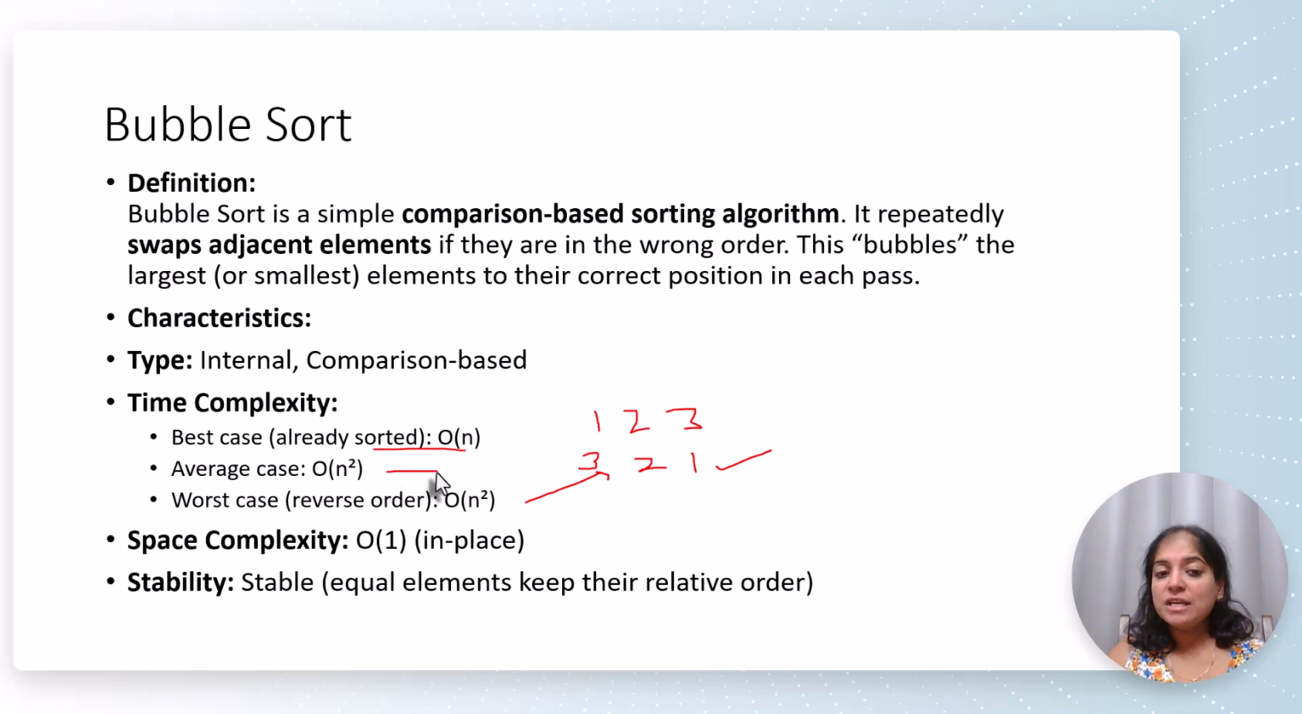And the average case is when some elements are in ascending and some in descending order. The average case complexity is big O of n square again. It's an in-place algorithm, that means it does not require any additional memory for performing the sorting. So the space complexity is big O of 1. It is a stable sorting algorithm. Now let's see how it works.